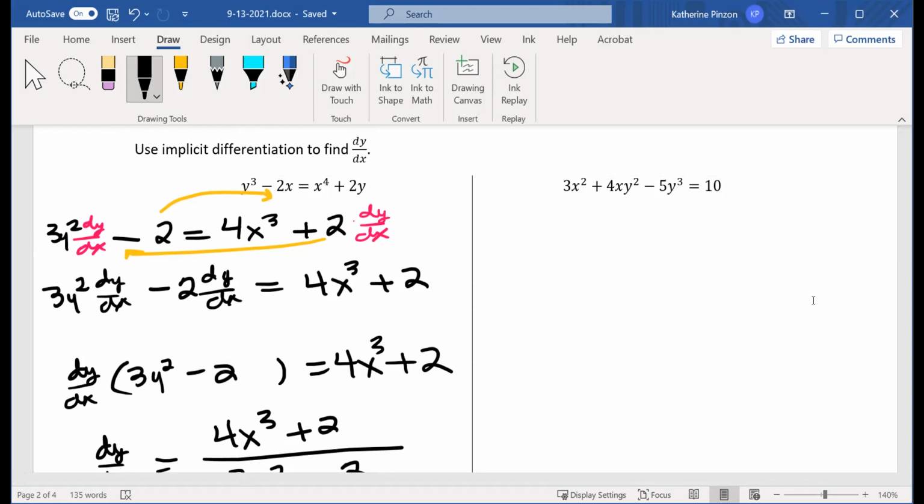Yeah, what do I have to use to take the derivative of 4xy squared? The product rule. Because I have 2 variables multiplied together. Anytime you have 2 variables multiplied together, you have to use the product rule. So for this middle term right here, when I'm taking the derivative, I'm going to need the product rule.